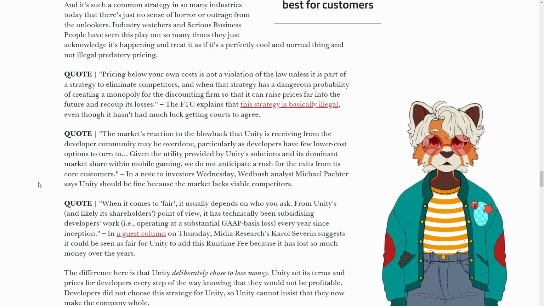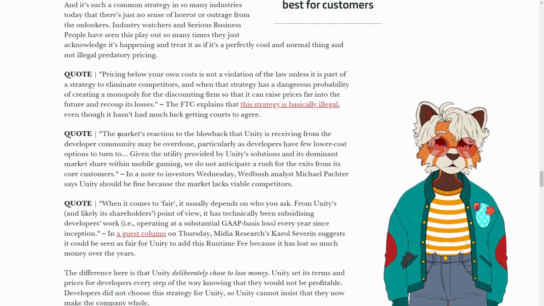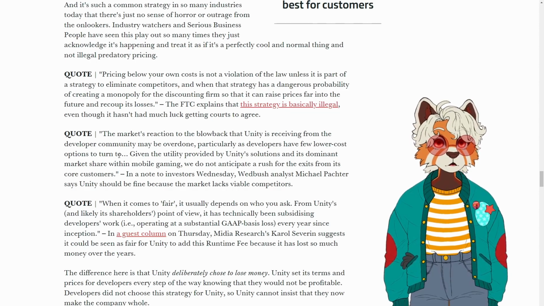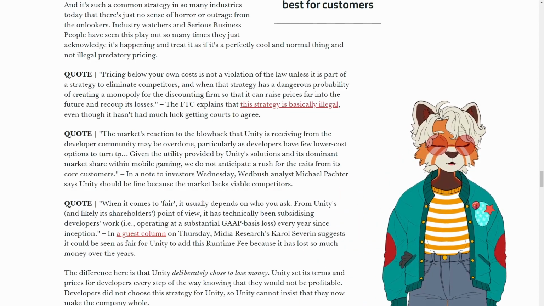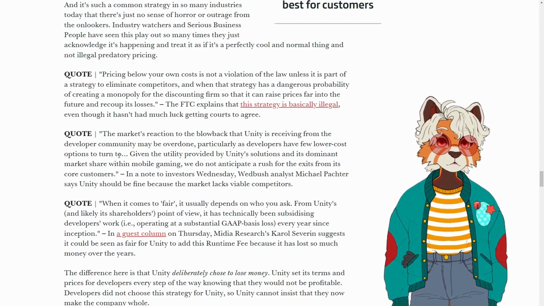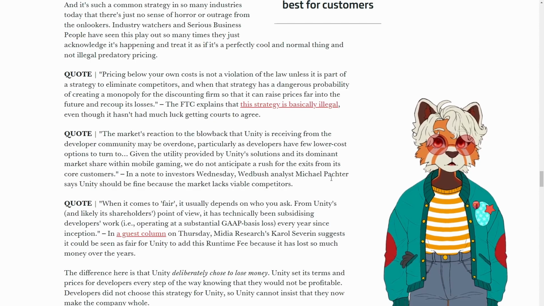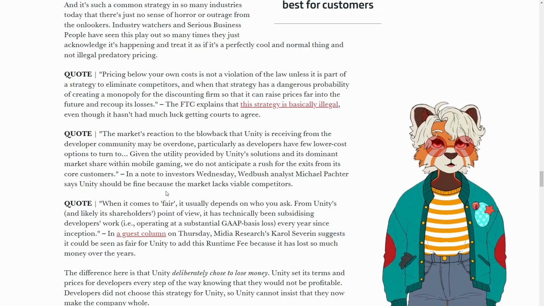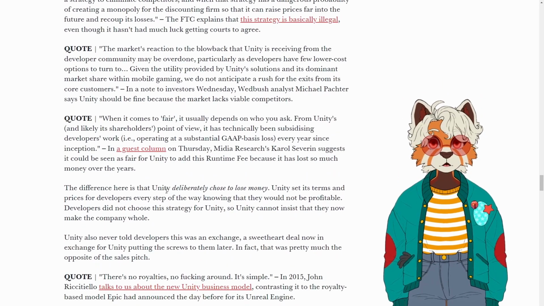This is what's insidious, okay? Quote, "The market's reaction to the blowback that Unity is receiving from the developer community may be overdone, particularly as developers have few lower-cost options to turn to. Given the utility provided by Unity Solutions and its dominant market share within mobile gaming, do not anticipate a rush for the exits from its core customers," end quote. As in a note to investors on Wednesday, Wedbush analyst Michael Pachter says Unity should be fine because the market lacks viable competitors. And money people agree with this as well, right?